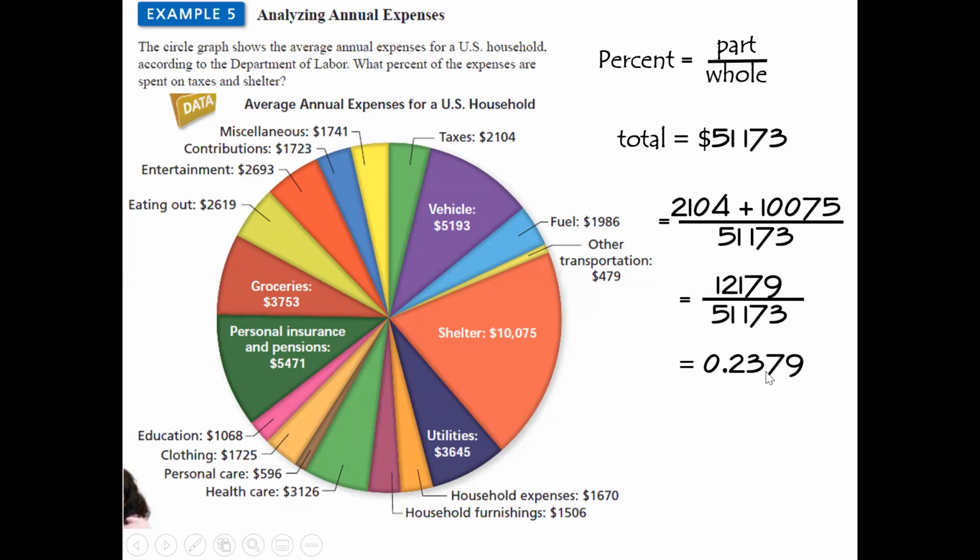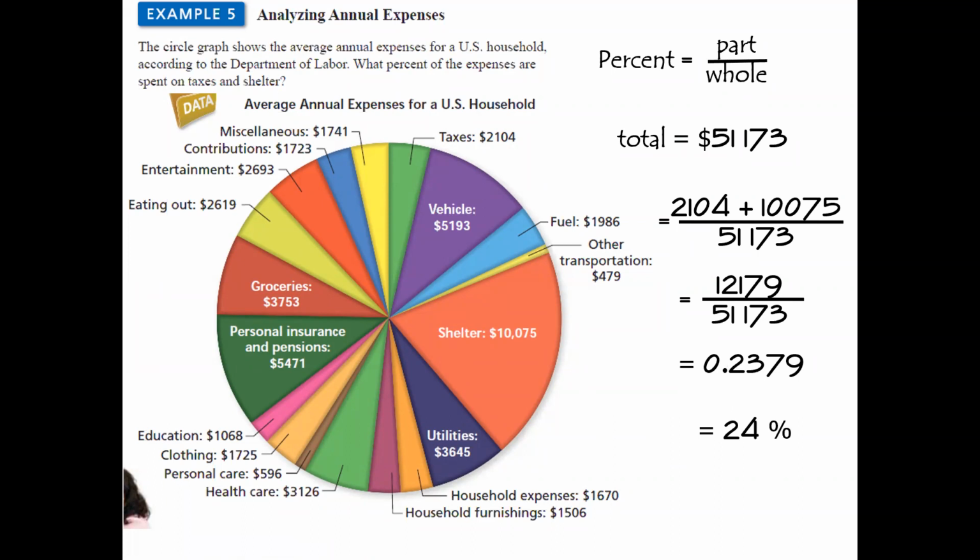And let's think, do we round it off? Is the 7 bigger or smaller than 5? So how much do we spend? And the answer is 24%. We spend 24% on taxes and shelter.